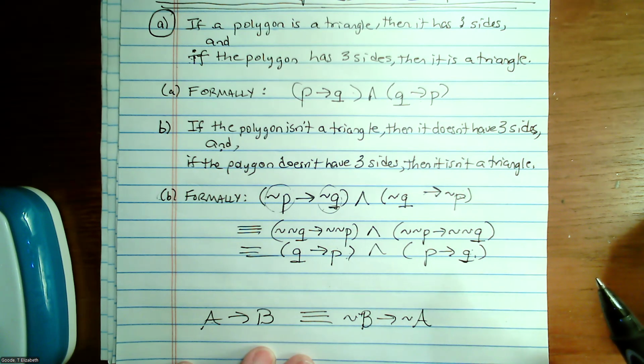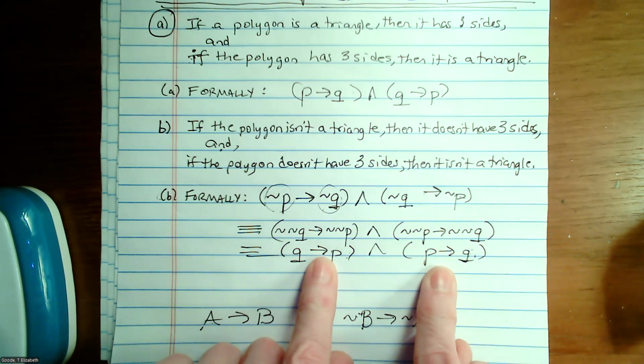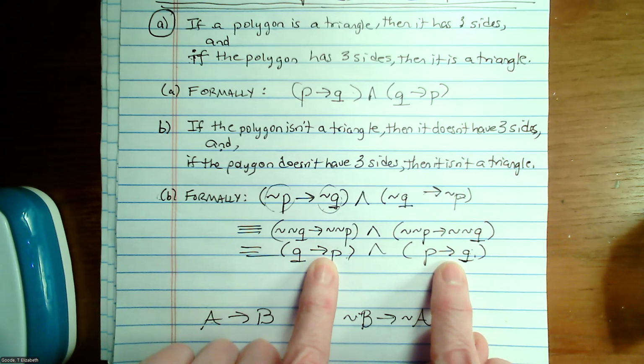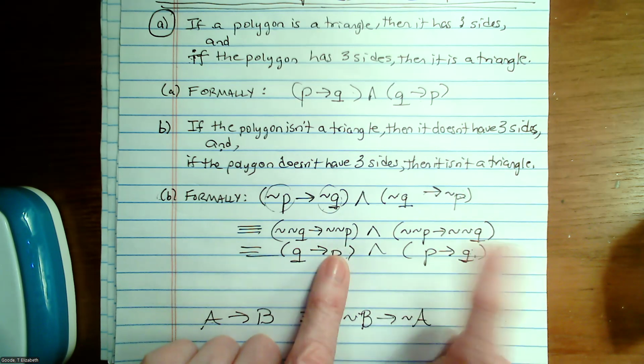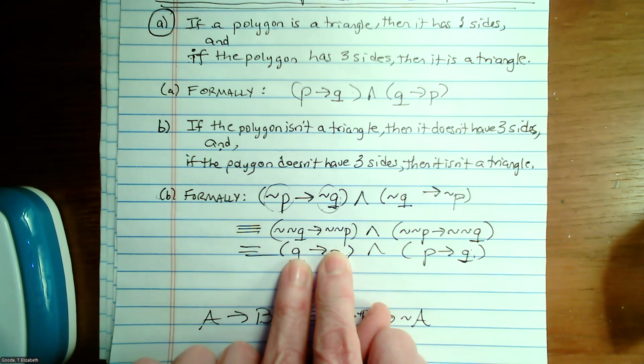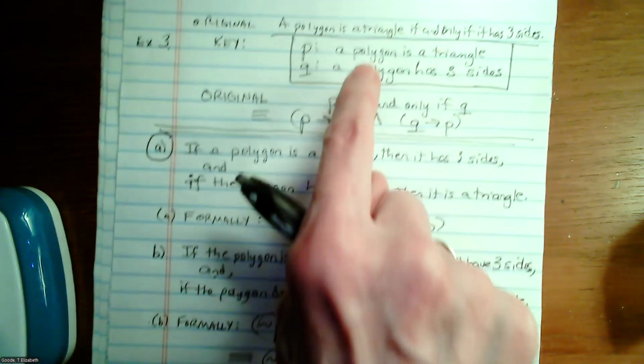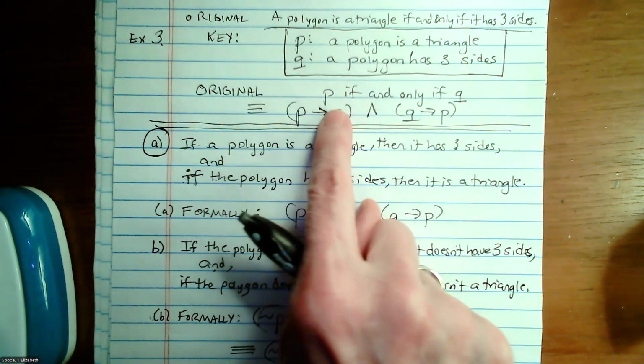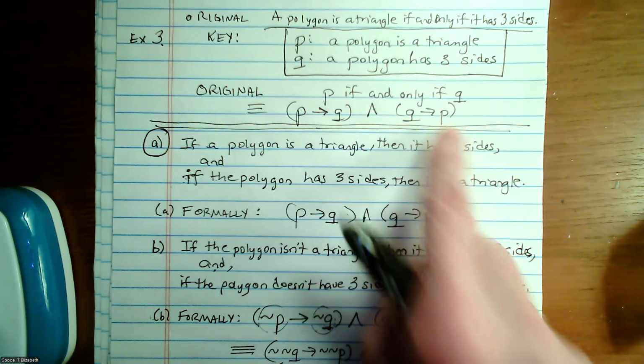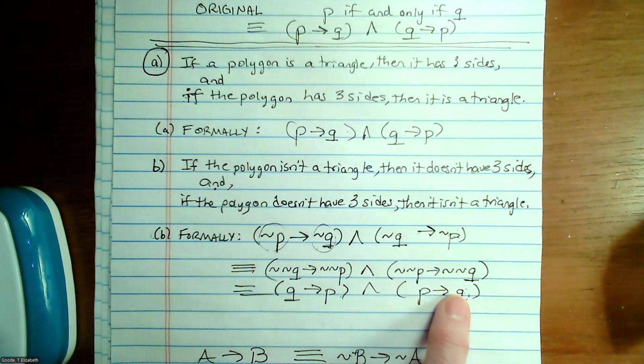And that's represented in the sentence. If the polygon isn't a triangle, then it doesn't have three sides. And if the polygon doesn't have three sides, then it isn't a triangle. It means the same thing? Yeah, it means the same thing as the polygon is a triangle if and only if it has three sides. Because we're getting both P implies Q according to your key, and we're getting Q implies P as per your key. And that's what the original was. It was the biconditional that had both P implies Q and Q implies P.